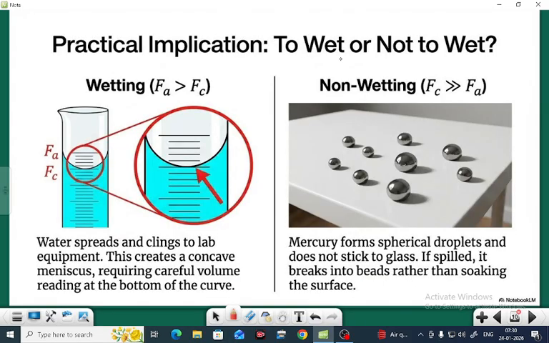Practical implications: to wet or not to wet. When the force of adhesion is greater than the force of cohesion, it is a case of wetting. Water spreads and clings to lab equipment. This creates a concave meniscus, requiring careful volume reading at the bottom of the curve. Mercury forms spherical droplets and does not stick to glass. If it is spilled, it breaks into beads rather than soaking the surface. Why? Because here the force of cohesion is greater than the force of adhesion. That is the reason that it forms beads.